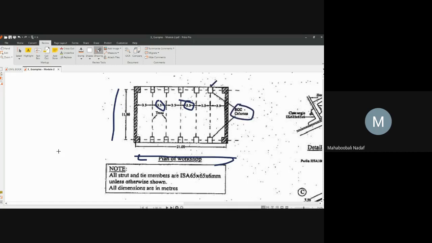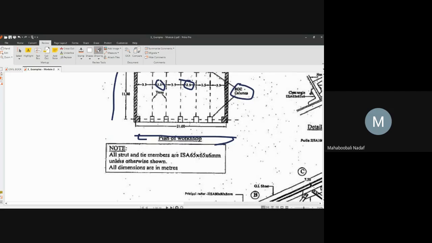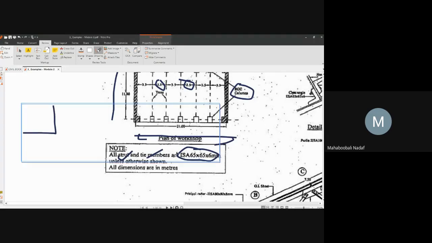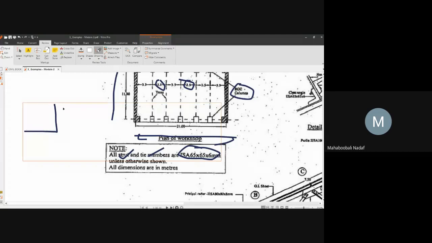These are called RCC columns. Now all strut and tie members are ISA 65 by 65 by 6. So the ISA angle will be like this. If two ISAs are there in a single member, then they will be back to back like this. One ISA, two ISA, back to back.